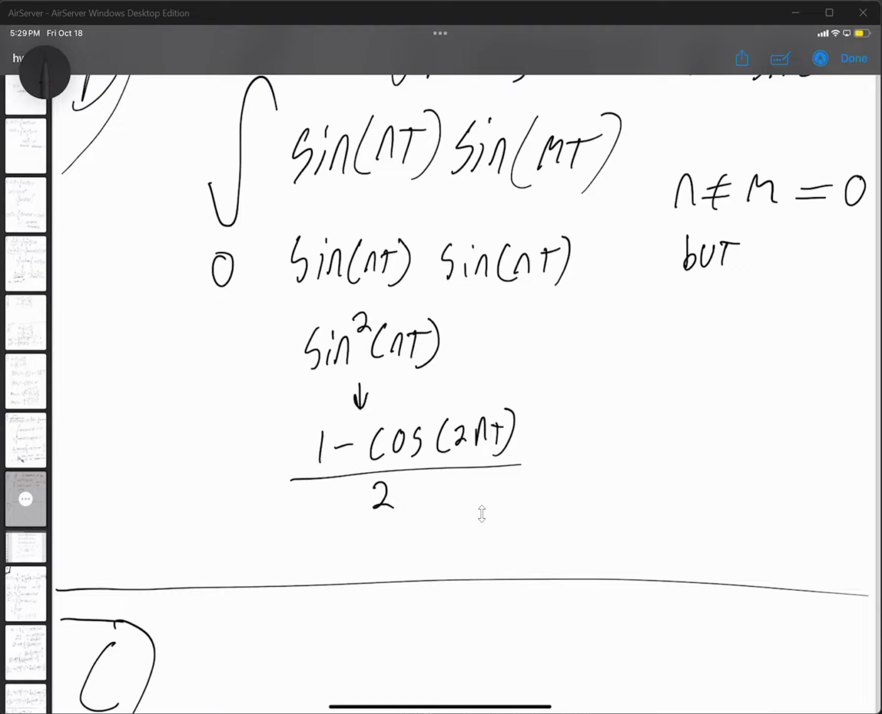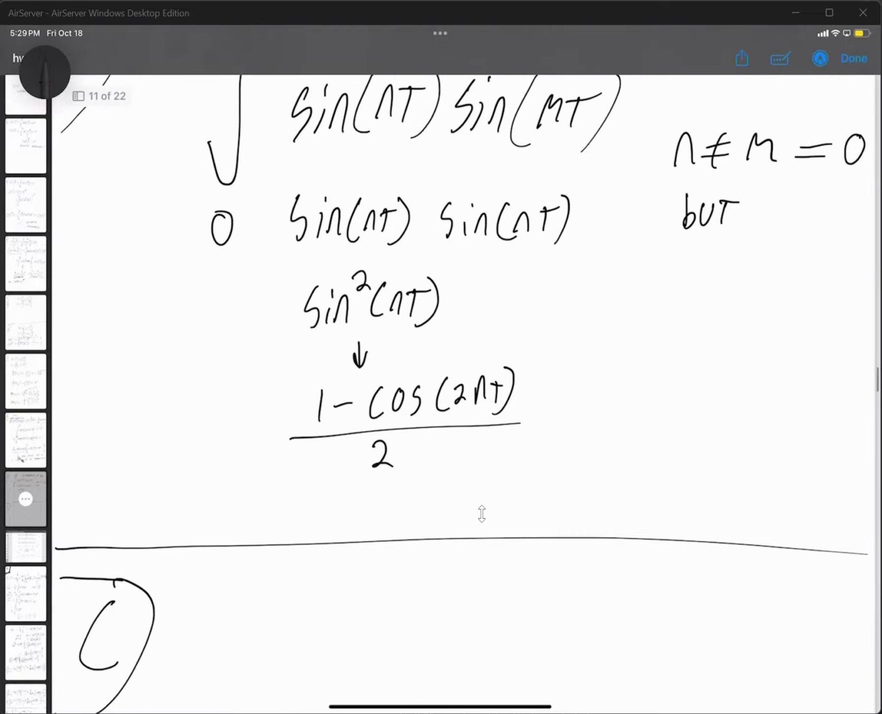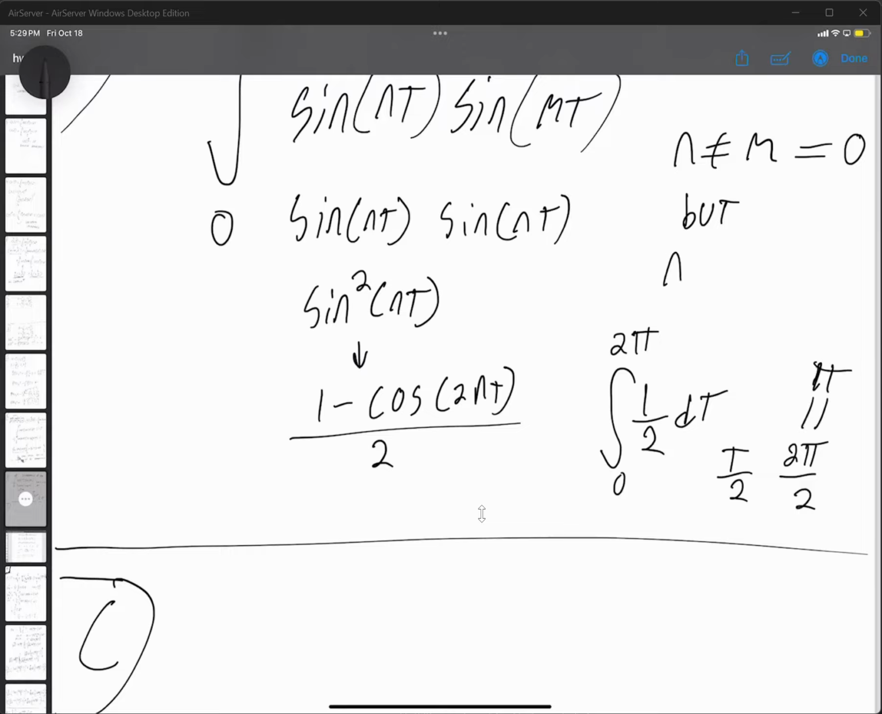Well, if we integrate that, 1/2 gets away from that. And if you integrate this, we get t over 2, which is 2 pi, and the other one's going to be 0. We're going to ignore that one because it's 0, over 2, and we'll get pi. When you have this case, you will get pi.